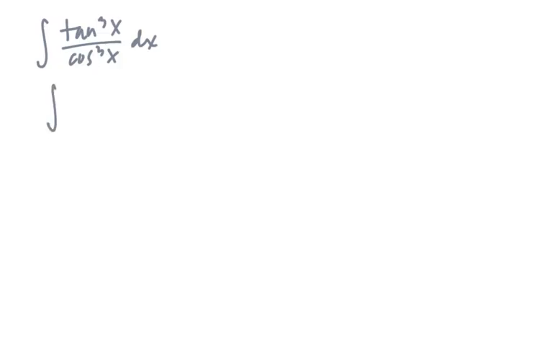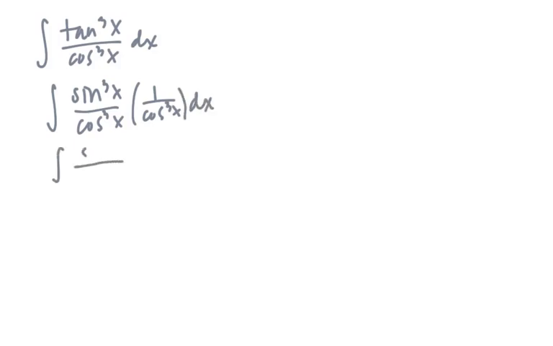Let's do that. Let's say that this would be sine to the third x over cosine to the third x times 1 over cosine to the third x dx. This gives us sine to the third x over cosine to the sixth x dx. Everything in terms of sine and cosine is easier in my opinion.